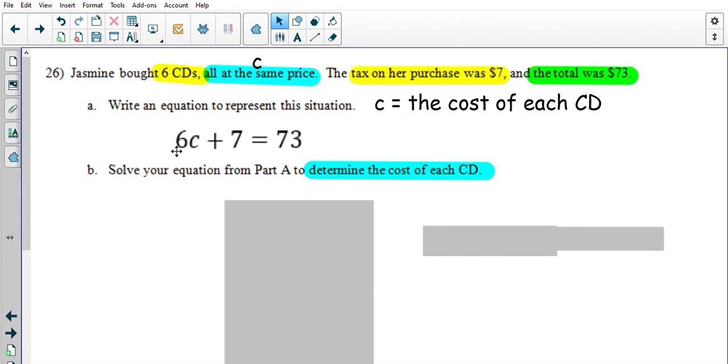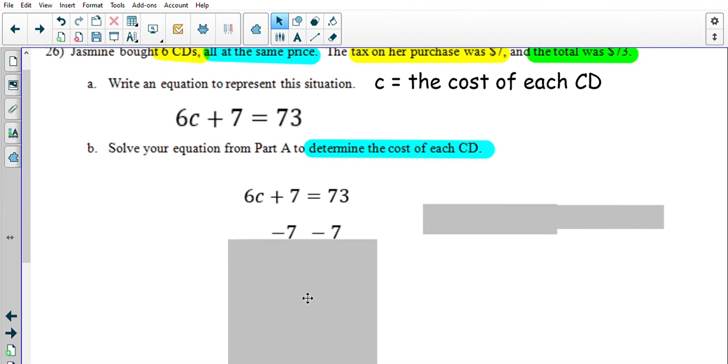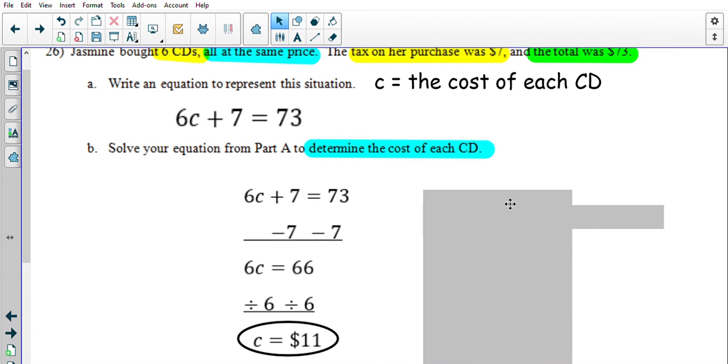All right, let's solve this equation. So we're going to start by getting rid of that plus 7 by subtracting 7 from both sides. We're going to get 6C equals 66. Divide both sides by 6, and we will get a solution of 11. The question is, determine the cost of each CD. So in this case, each CD will be $11.